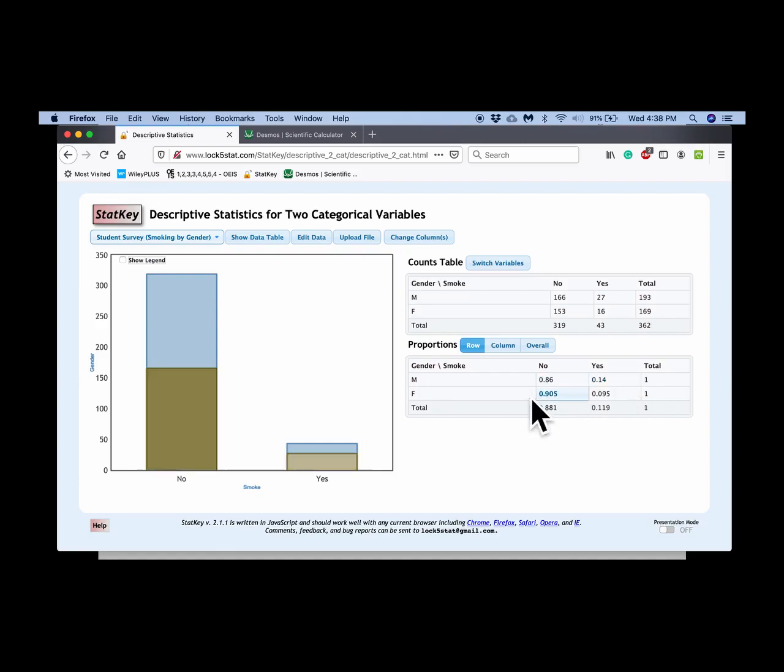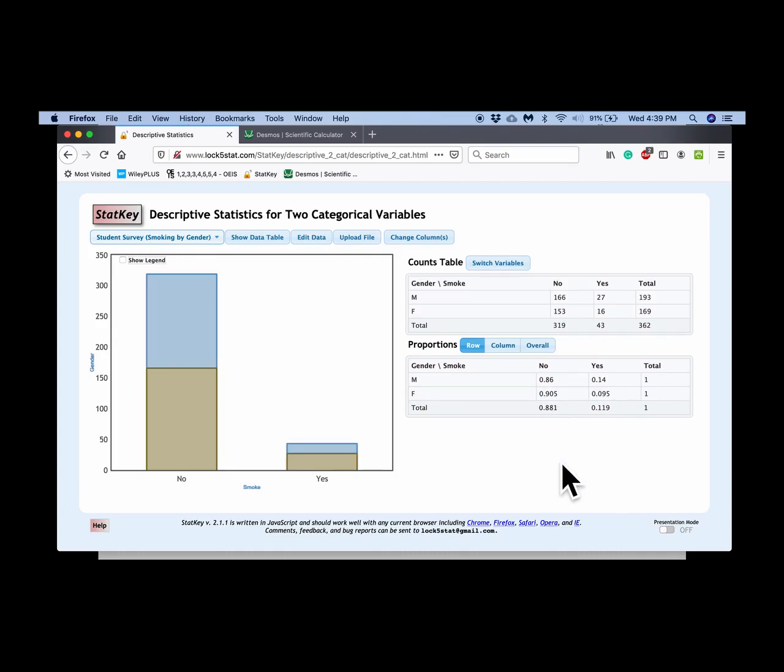All right, so each of these cells represents a proportion that's being calculated within a row. So the males are being divided into non-smokers and smokers, and those are the proportions within the group of males. And within the females, we've got the non-smokers and the smokers.